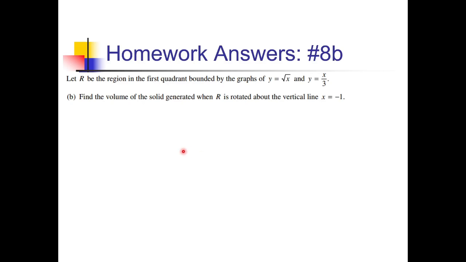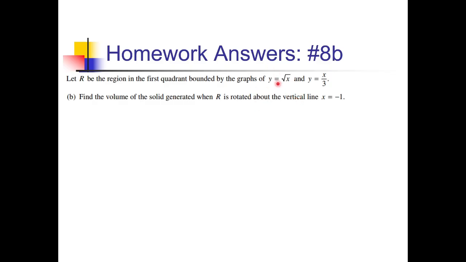For this part of the problem, part B, they want us to find the volume of the solid generated when R is rotated about the vertical line x equals -1. Well, this is a little bit of a shift here because if I'm going around a vertical line, that means I have to do integration with respect to the y-axis, or at least I need to do a dy sort of integral. So that means I need to get all of my functions in terms of y.